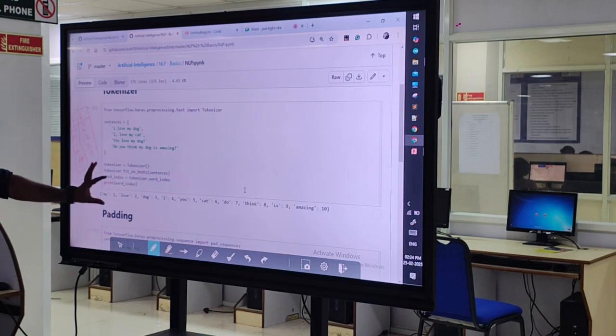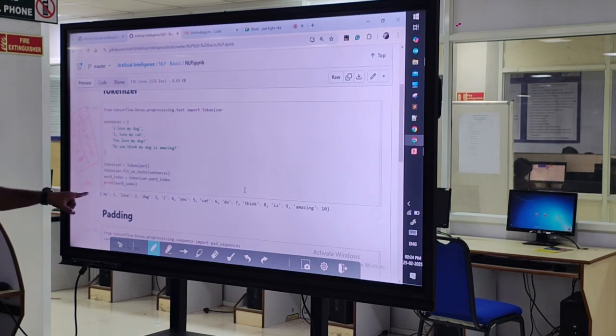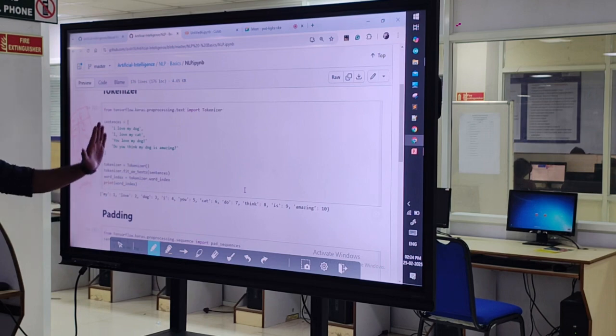So this is a word index. The word index is nothing but this: you have given the data set, and from this data set the overall vocabulary size is 10. How does this 10 represent it? Because you have only 10 unique values in this data set. Get it? This is one NLP technique.